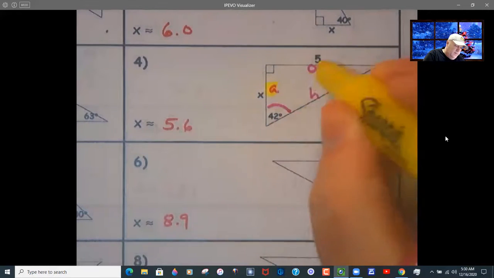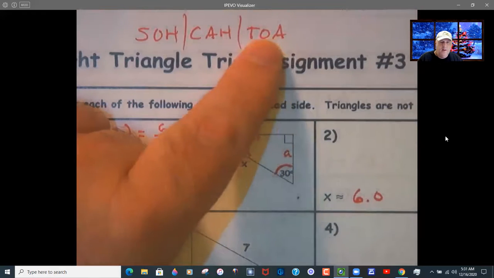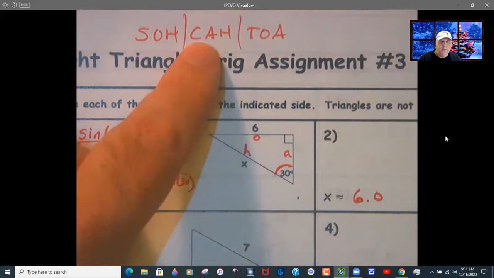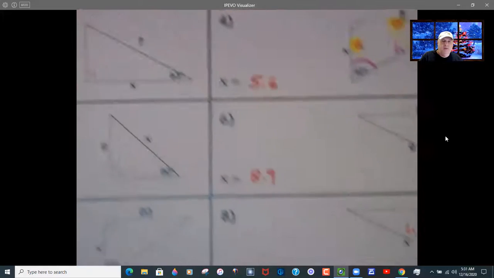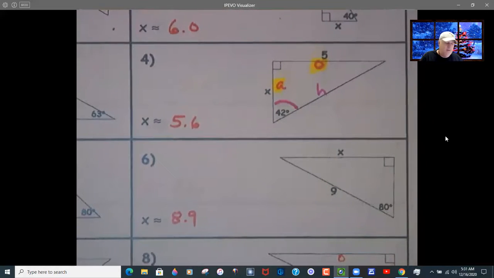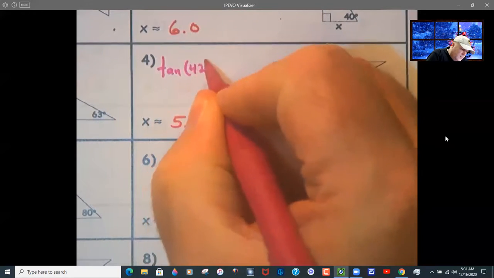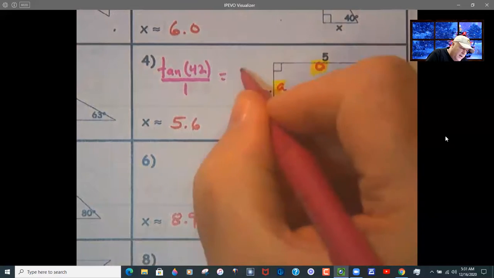Now look at what 2 sides actually have the labels on them. The O and the A. Well, that means that it's the tangent ratio, the O and the A. Tangent equals opposite over adjacent. Cosine of the chosen angle equals adjacent side over the hypotenuse. Sine of the chosen angle equals the opposite side over the hypotenuse. So that's what we're going to use to set this up. Literally, this is what I'm going to write down. Tangent of 42 over 1 equals O divided by A.